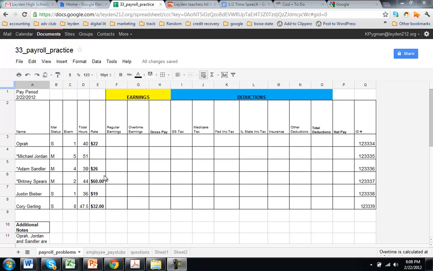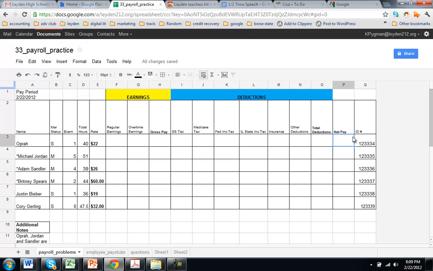All a payroll register is, it simply lists each worker. So we have Oprah, Michael Jordan, Sandler, Spears, Bieber, and Corey Gerling. Yes, our very own Corey. And it tells you basically how much money they earned and the amount of taxes that you withheld from their paycheck, leading to their net pay.